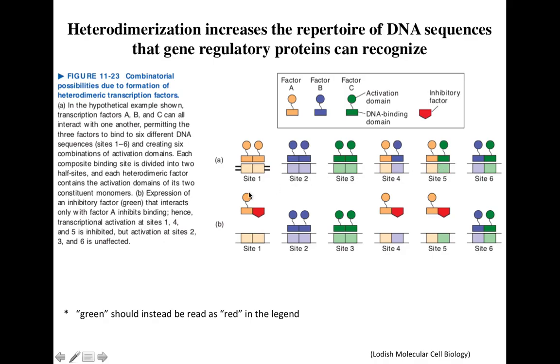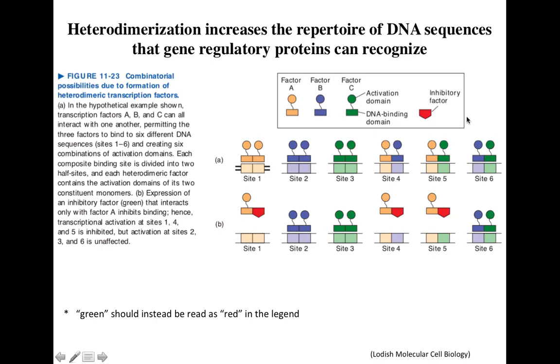But there could be situations where a different type of monomer binds to factor A. In this case, this is an inhibitory factor, and it can bind to factor A. This only binds with factor A. So all the different possibilities where factor A could bind, like site 1, site 4, and site 5, these could be recognized by factor A.